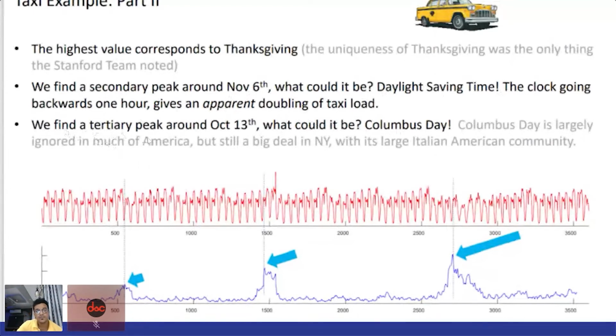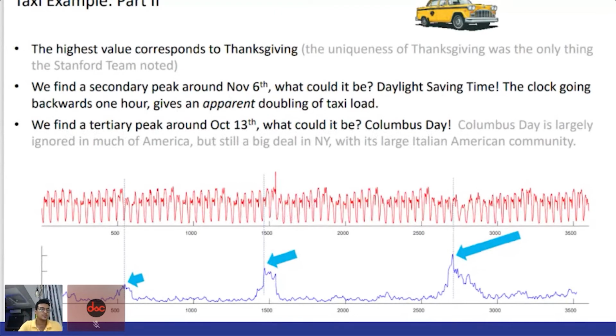So we find a tertiary peak around 13th. What could it be? It's Columbus Day. So the respective peaks correspond to special days when there were days off, right? And that's why there is a peak in the number of rides. And these patterns we cannot really understand if we just look at the data that is there, unless we convert it into a matrix profile. So matrix profile also helps us in understanding the repetitive patterns or seasonality that there is.